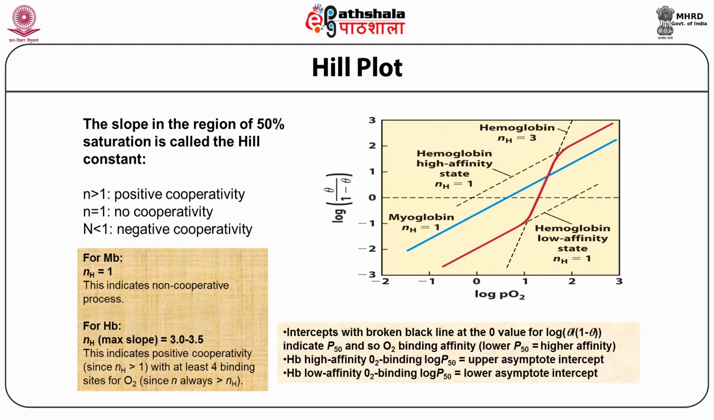The intercept with the broken black line at 0 value for log theta minus theta 1 indicates the partial pressure of the P50, and so the oxygen binding affinity is: lower P50, higher affinity. Hemoglobin with high affinity oxygen binding has a log P50 equal to the upper asymptote of the intercept. However, hemoglobin with low affinity oxygen binding has a log P50 at the lower asymptotic intercept.